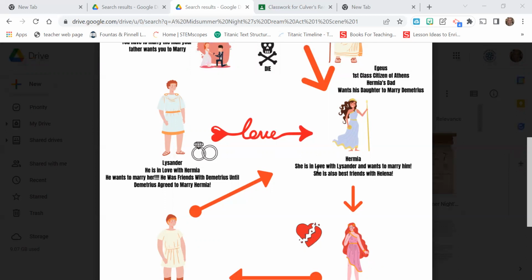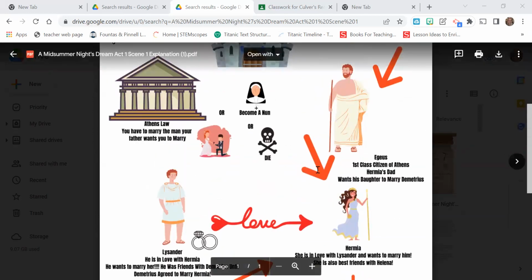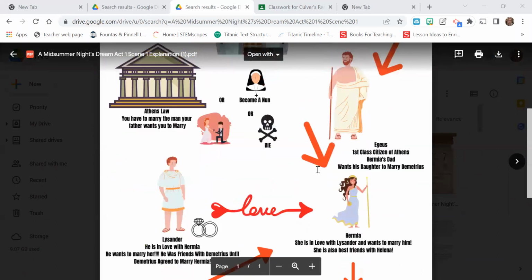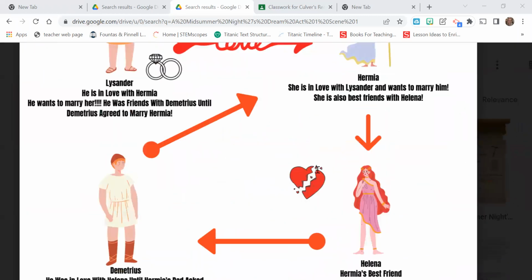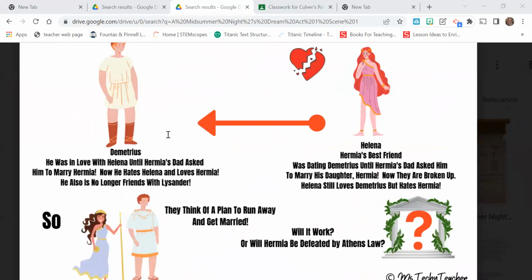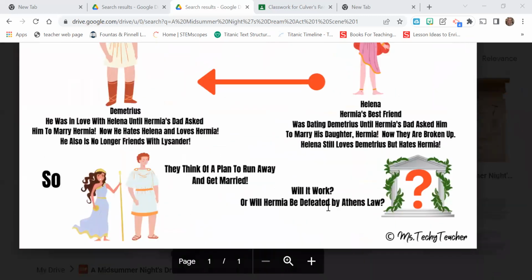So basically she says this, and he says, "Okay, so I'm going to take you to Theseus, and we'll figure out what your fate is going to be." So then all of these friends are now all fighting with one another. And so once they go see Theseus, Demetrius and Aegeus go and talk to the Duke on their own. And so Lysander and Hermia come up with a plan to run away and get married. Will it work, or will Hermia be defeated by Athens' law?